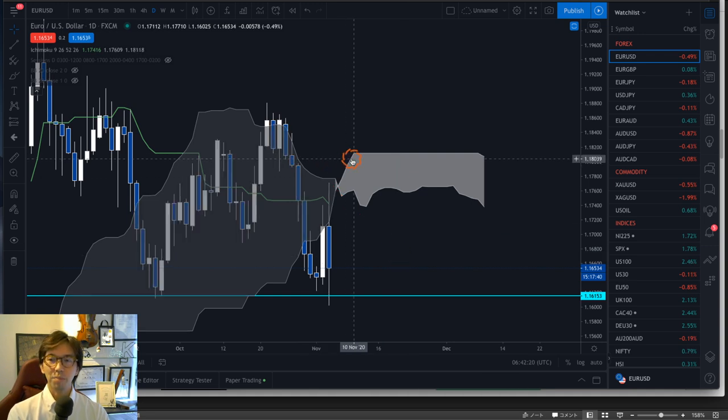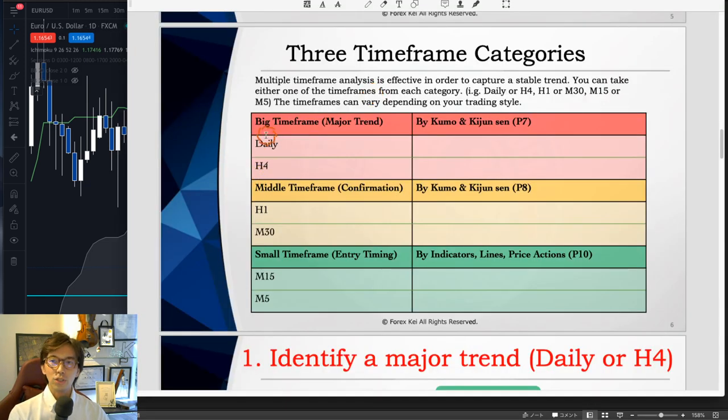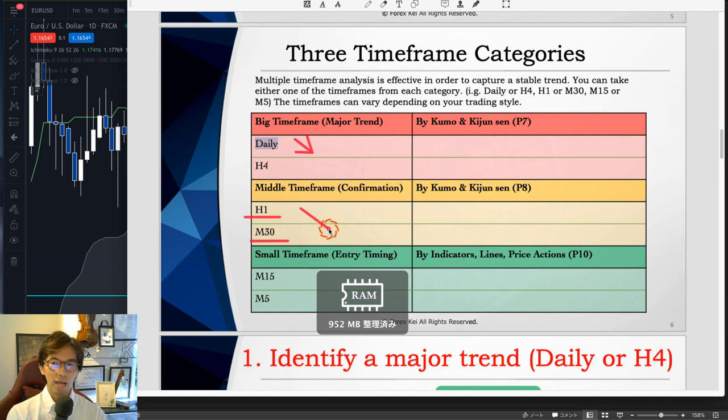So you look at the lower time frame. So we confirm the daily chart is downtrending here. With the daily chart downtrending, you can move down to either 1 hour or 30 minutes, and see which one of these time frames are also pointing down. So this is a power of confirmation to avoid this potential retracement against the major trend direction. So let's look at the 1 hour and also the 30 minute chart and see which one of these time frames are pointing down, downtrending by Kumo and Kijun-sen also.